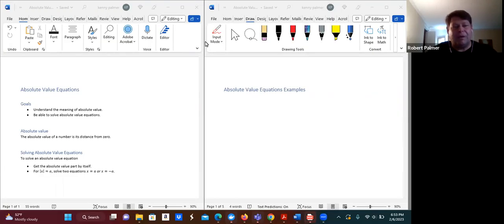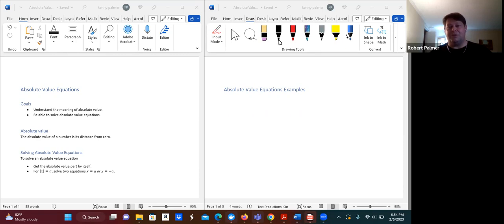Hello, everyone. Welcome back. So right now, we want to learn about absolute value equations. Our goal is to understand the meaning of absolute value and also be able to solve absolute value equations. So first off, let's take a look at absolute value. The absolute value of any number is its distance from zero.